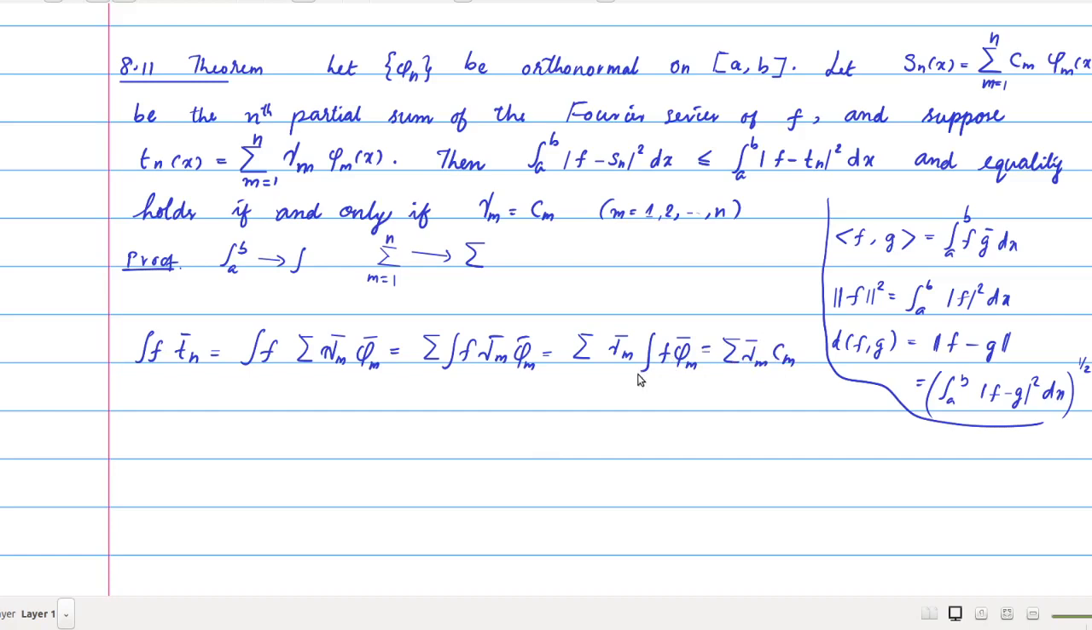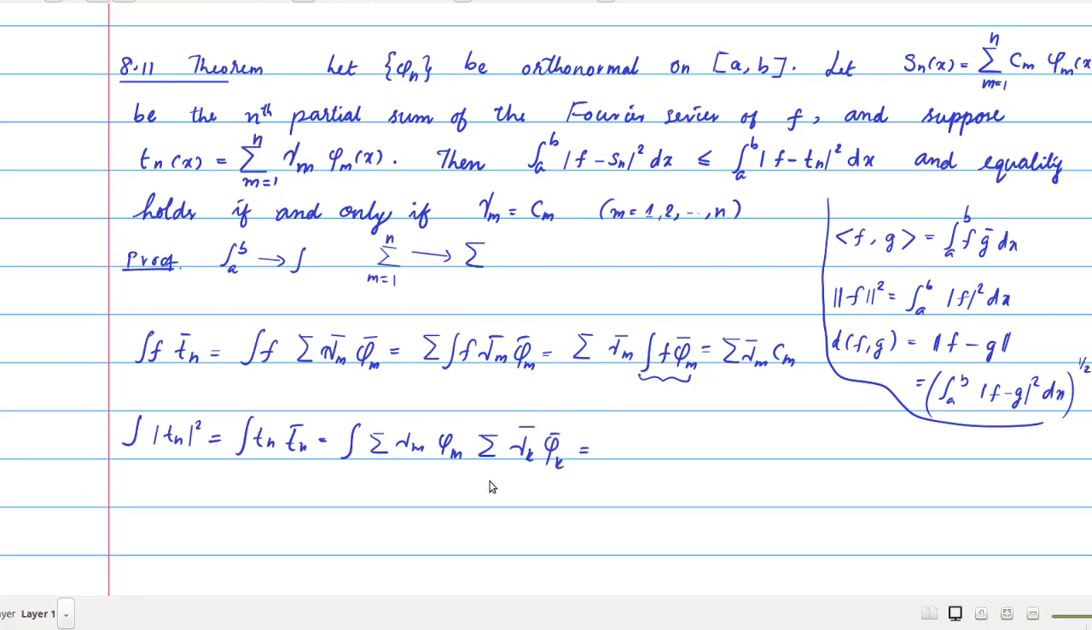Okay, this is because of the definition of Cm. The integral of f phi m conjugate is nothing but the Fourier coefficient. Now you evaluate the integral of mod Tn square, that is, the integral of Tn times Tn conjugate. So that will give the integral of Tn as summation gamma m phi m, and Tn conjugate is written as gamma k conjugate phi k conjugate.